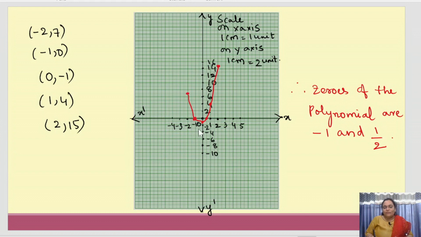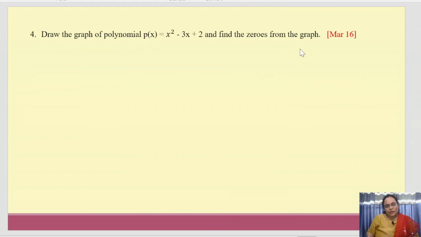So from the graph we can say that minus 1, 0 is this one, and the other zero is this one, which is 0.5, okay, in between 0 and 1. So you can take it as 1 by 2. So therefore the zeros of this polynomial are minus 1 and 1 by 2, okay. So let us see the next question.